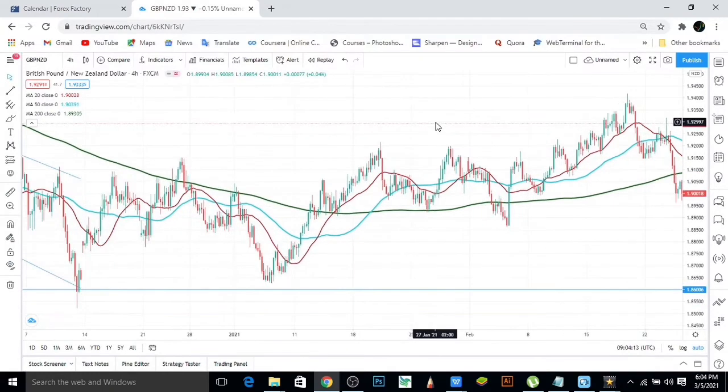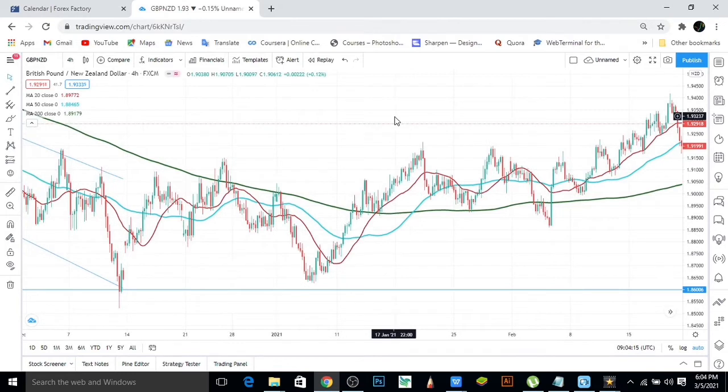Now, let's say, for example, let me come here. Look at it now. Price came here, above the 200 moving average. So here, price is above the 200 moving average, but here, price is below it. So here, you can say that we're in a downtrend, and here, we're in an uptrend, right?